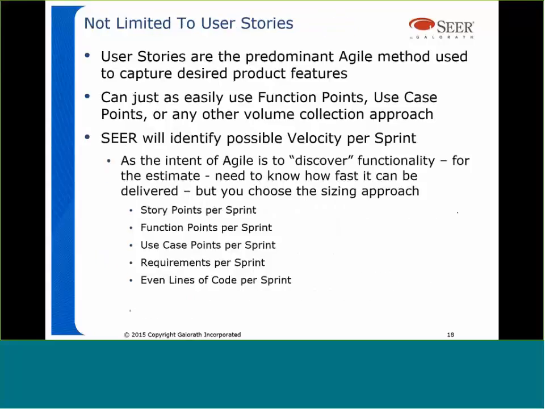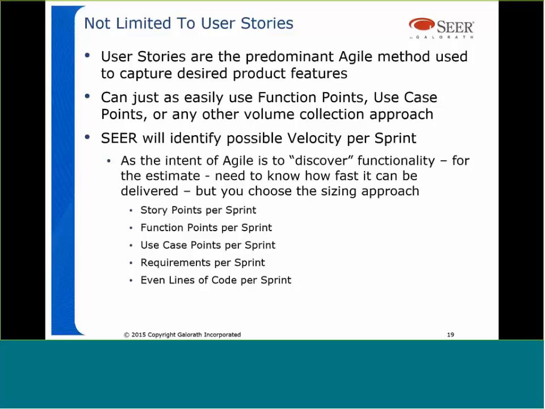So I mentioned before user stories and use cases. Now, user stories are the predominant Agile method used, but if you can describe it, you can scale it and put it in the SEER tool. So don't be thinking that just because you're doing Agile, or I should say just you're doing Scrum, as in some cases, that you have to be using user stories, you have to do a story point count. That's just how some people do it. And in fact, in a few minutes, I'll talk about that, but people are moving away from some of those areas. You can just as easily use function points or use case points or anything. All you have to do is be able to create a volume measure.